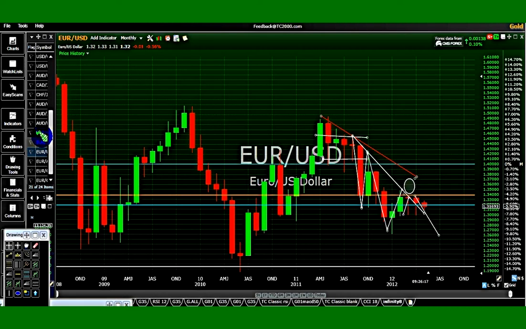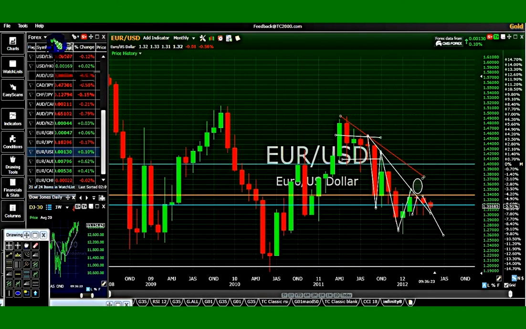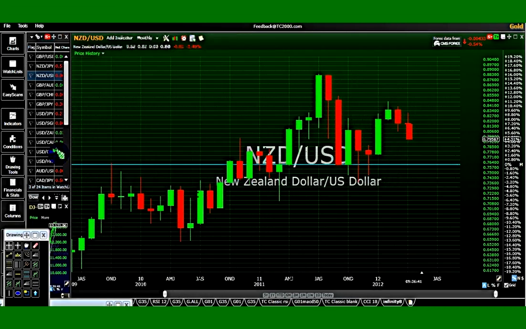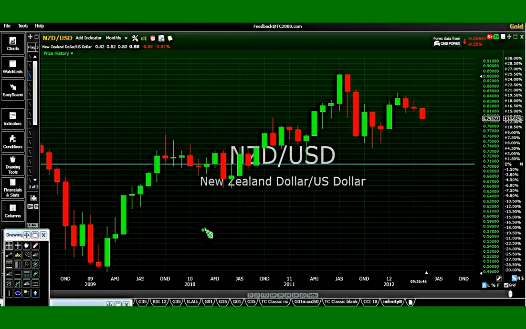Now we're going to bring the next candidate, the New Zealand dollar, the US dollar. Talking about the New Zealand dollar, US dollar, a similar situation to the Australian dollar, US dollar, the same scenario. China was booming, and the business was going to New Zealand also. They were benefiting hugely from the Chinese economy. Now, we are expecting the Chinese economy to slow down.